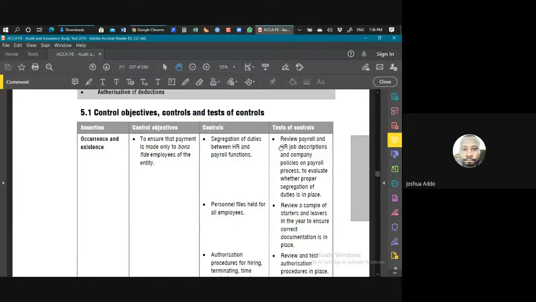So for segregation of duties, the auditor will have to perform tests of controls to check that this control exists, by doing something like reviewing payroll and HR job descriptions and company policies on the payroll process to evaluate whether proper segregation of duties is in place. You may not need to write the same words, so please don't go and chew. Use your mind. We are explaining it for you to understand it. You can interrogate it. You can even disagree with what they have written because you have a better way that control can be tested.